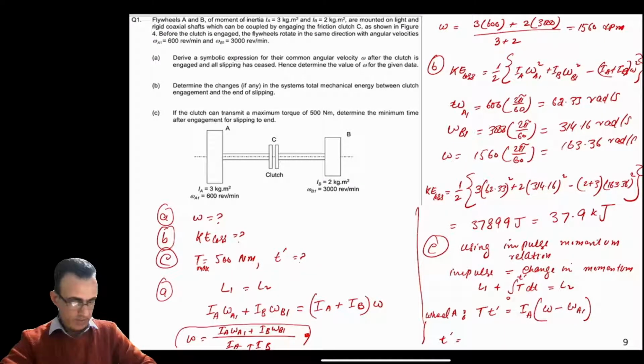So now in this case, obviously you know everything. From here you can calculate T dash, which is IA, which is 3, times the final angular velocity, 163.36, minus omega A1, which was 62.33, divided by 500. The T was given here. So from here you can calculate the time. It will become 0.6 second here.